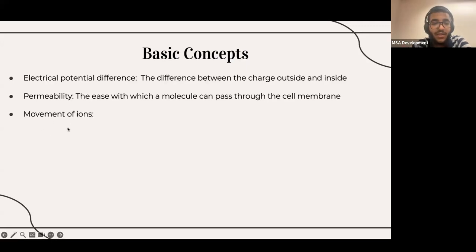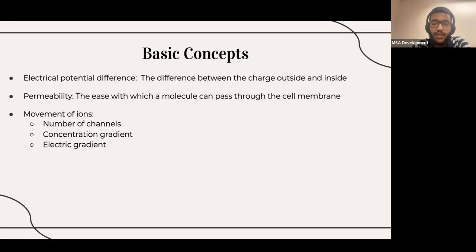Then we have to talk about the movement of ions and what affects it. It's affected mainly by three factors. One, as we said, the number of channels on the membrane. The more channels you have, obviously, the more movement of the ion you have. Secondly, we have the concentration gradient, which is the difference between the concentration of the ion outside and inside the cell. And finally, we have the electric gradient, which also affects movement. It depends on the charges outside and inside the cell. If you watch Rawad's PAL on electrophysiology, he explained those points in depth, so definitely watch that before watching this lecture again.